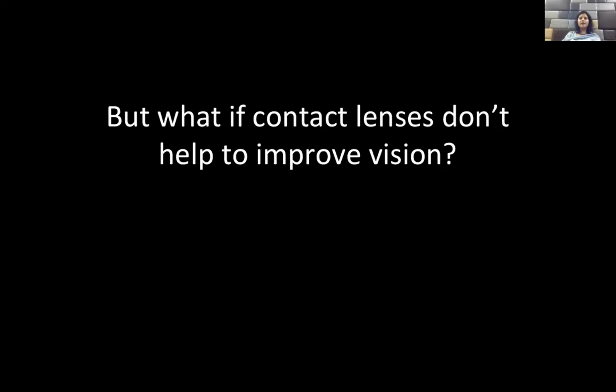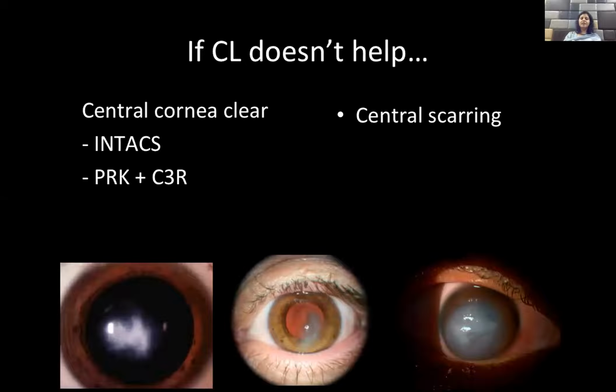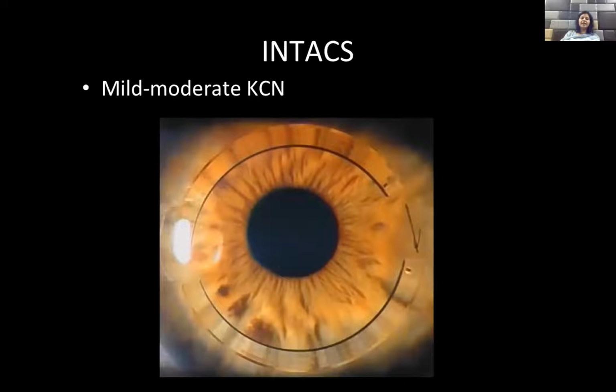Then the question comes, but what if the contact lenses don't help to improve the vision? So if the contact lens is not improving, say the patient is contact lens intolerant, the contact lens is not sitting on the eye, or the patient is very irritable with the contact lens. So then you see, if the central cornea is clear, then there are two options. You can use Intacs or PRK with C3R. We'll come to those. But if there's central scarring like this, then you will have to go for keratoplasty, DALK or a PK.